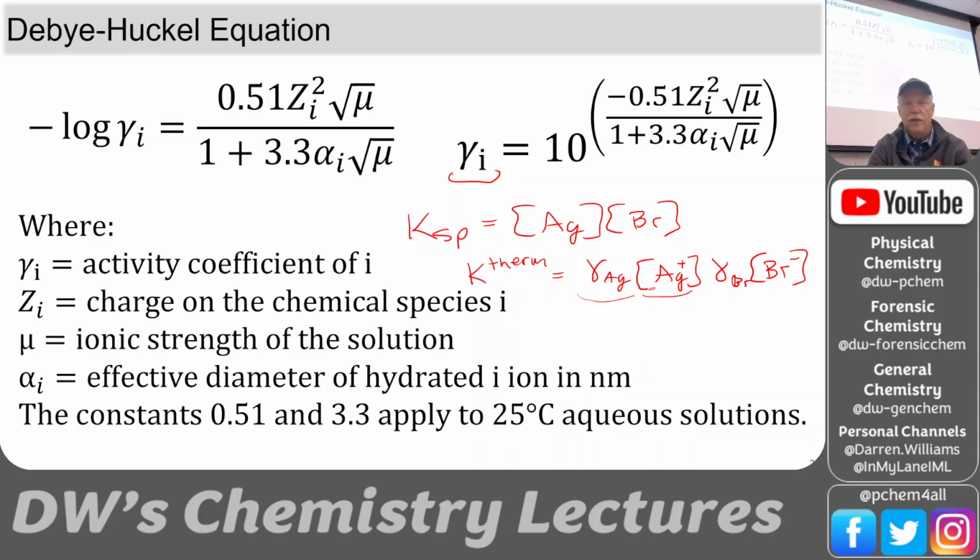And so if you have this activity coefficient that's, say, much less than 1, then your silver concentration is going to go up, so that the thermodynamic equilibrium stays the same. So if the coefficient is less than 1, then the concentration is going up.